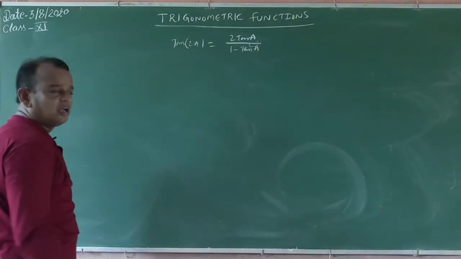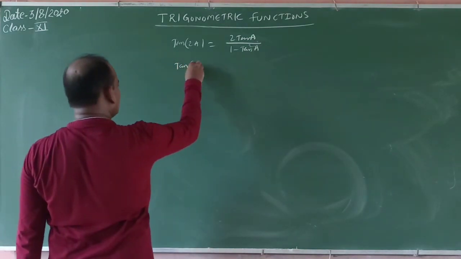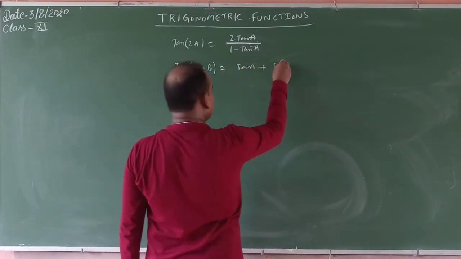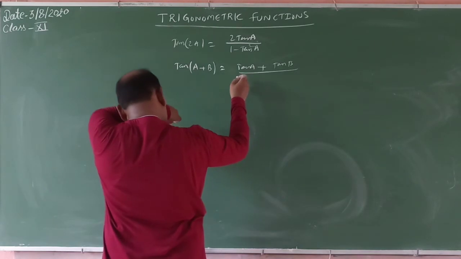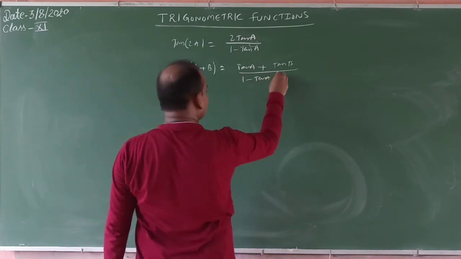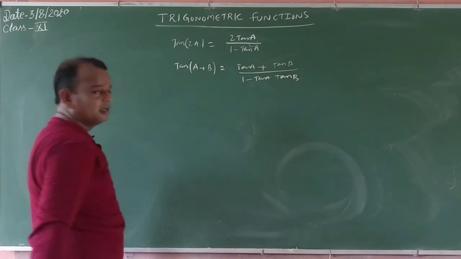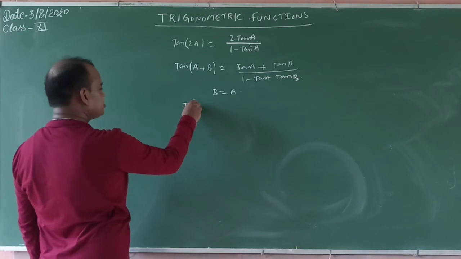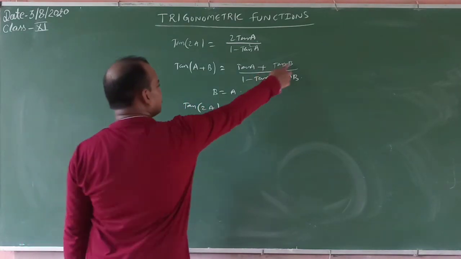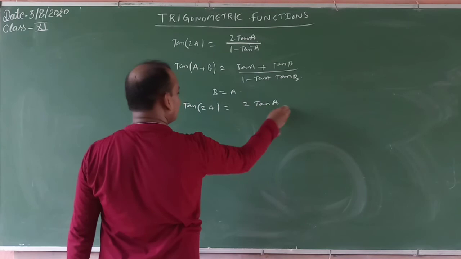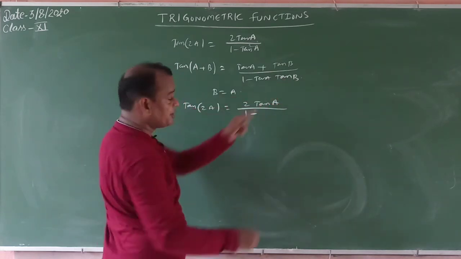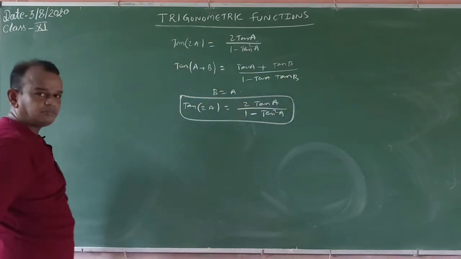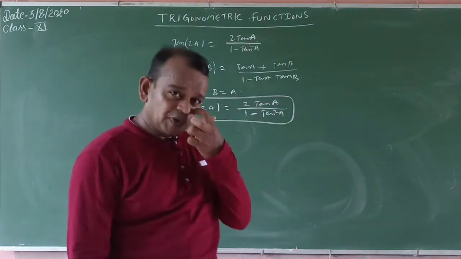The same way. You know the tan of a plus b formula? Tan a plus tan b by 1 minus tan a tan b. Now here replace b by a. Tan a plus a means tan 2a is equal to tan a plus tan a, 2 tan a by 1 minus tan a tan a, tan a into tan a, tan square. Understand? Now similarly cot 2a.